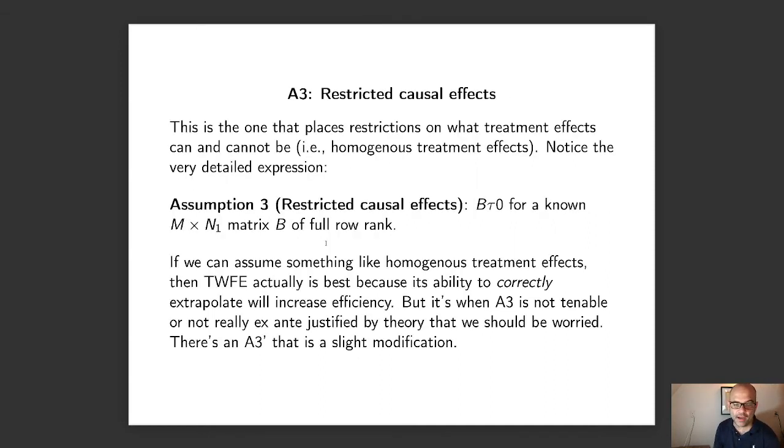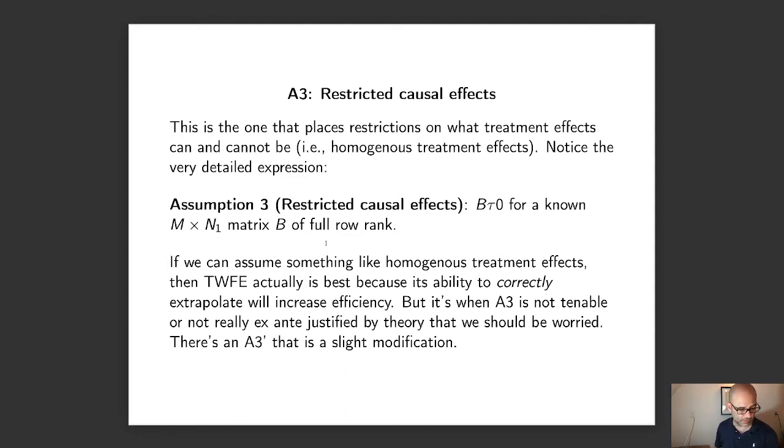And then they discuss these restricted causal effects. This comes up a lot. I just kind of remember how my pedagogy is to teach the paper. So this is something that comes up in their paper, Assumption 3. They're going to say, we're going to place restrictions on what treatment effects can and can't be.